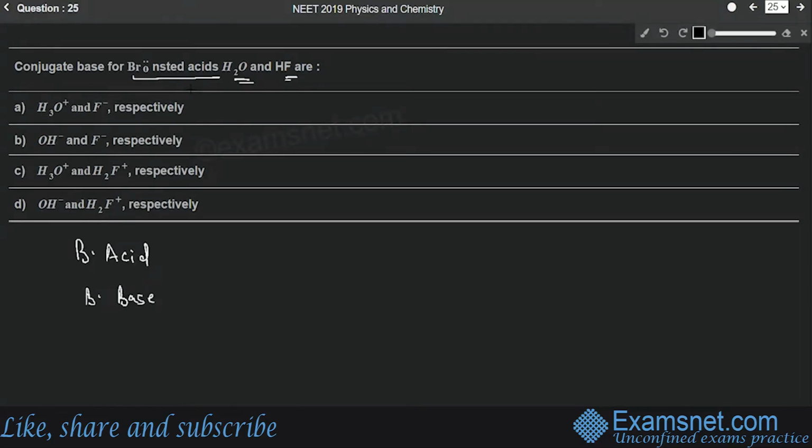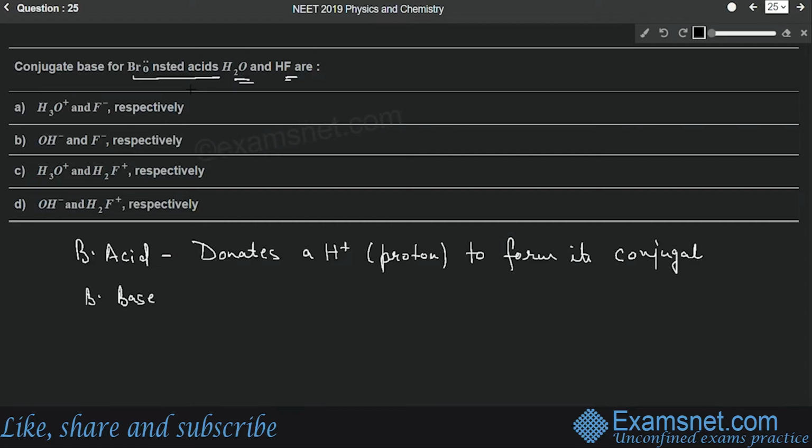According to this theory, a Bronsted acid is a substance that donates a proton. It donates a hydrogen ion, or you can say a proton, to form its conjugate base. On the other hand, a Bronsted base is a substance that accepts a proton. It accepts a hydrogen ion or a proton to form its conjugate acid.